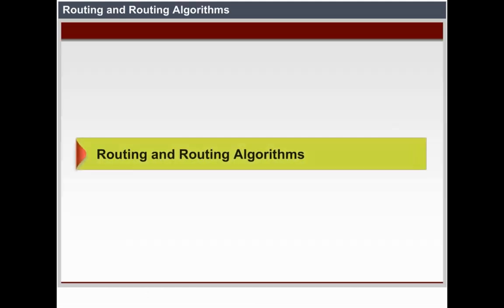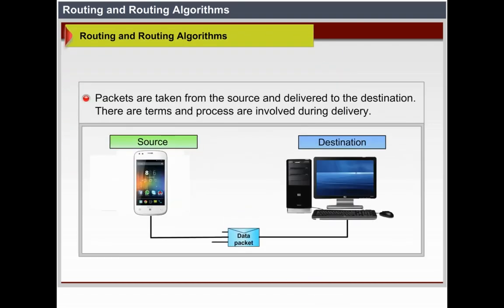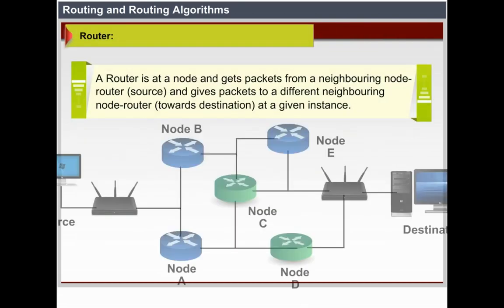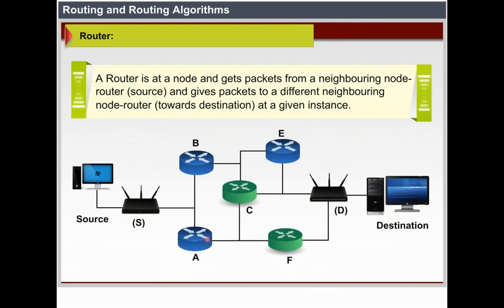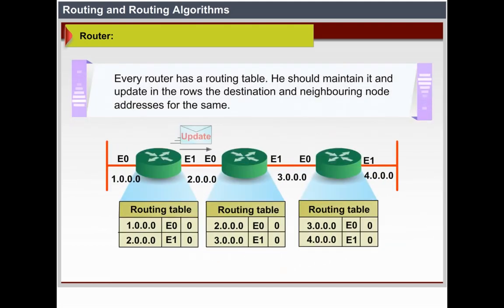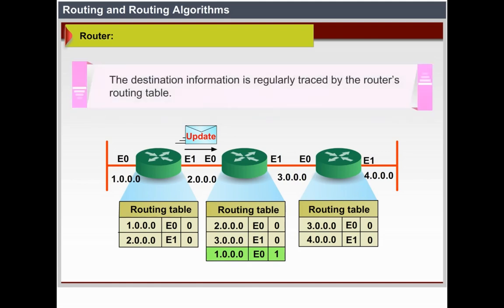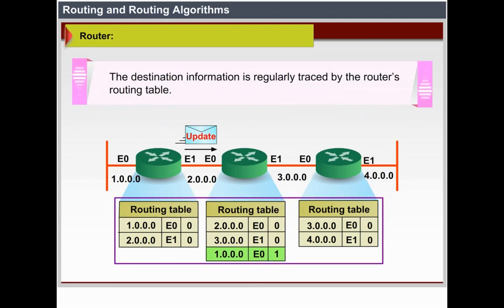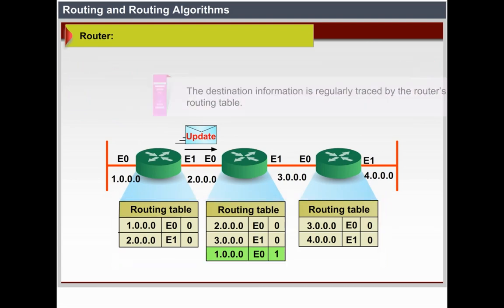Routing algorithms. Router. Terms and process involved in sending packets from a source to a destination. A router is at a node and receives packets from a neighboring node router source and forwards packets to another neighboring node router towards the destination at a given instance. Each router maintains a routing table. The table must maintain and update the rows, the destination and neighboring node addresses for that destination. Each router's routing table caches the destination information regularly.